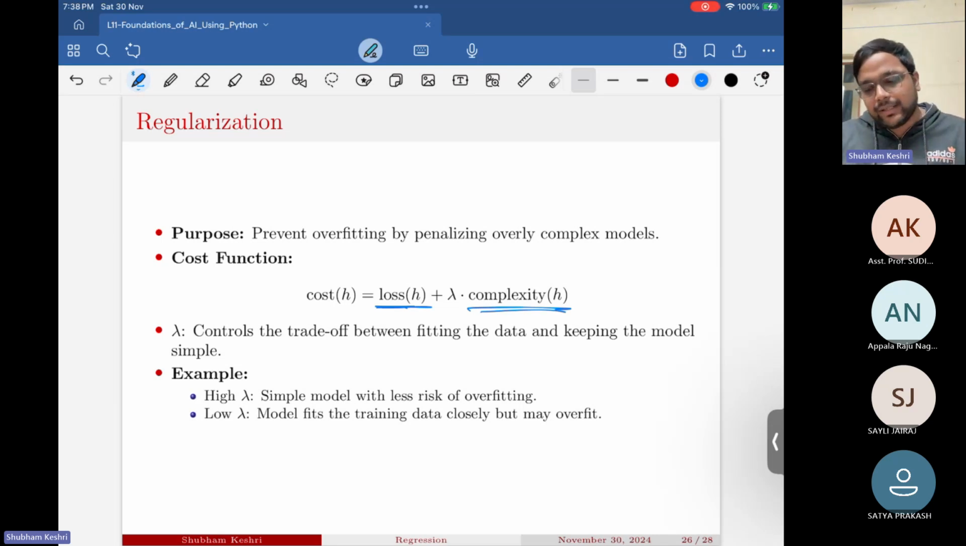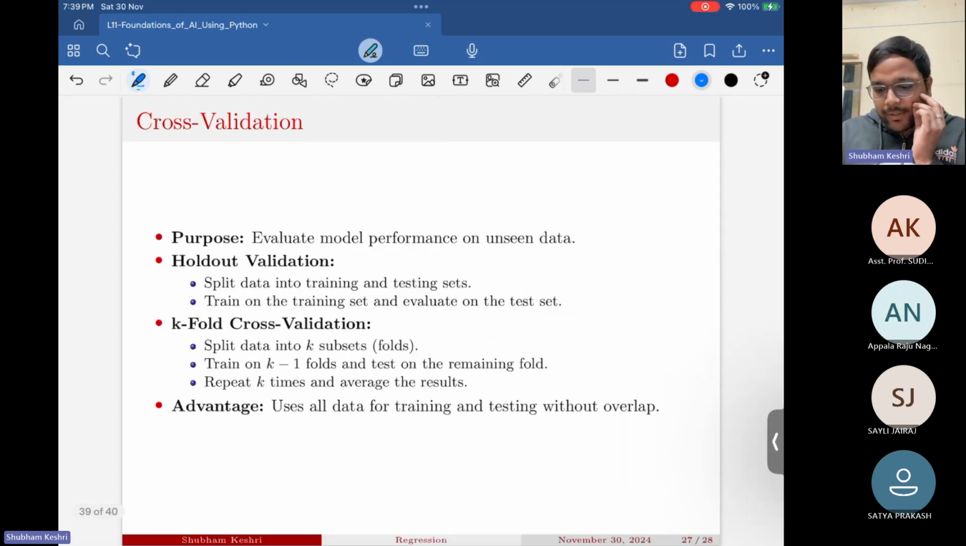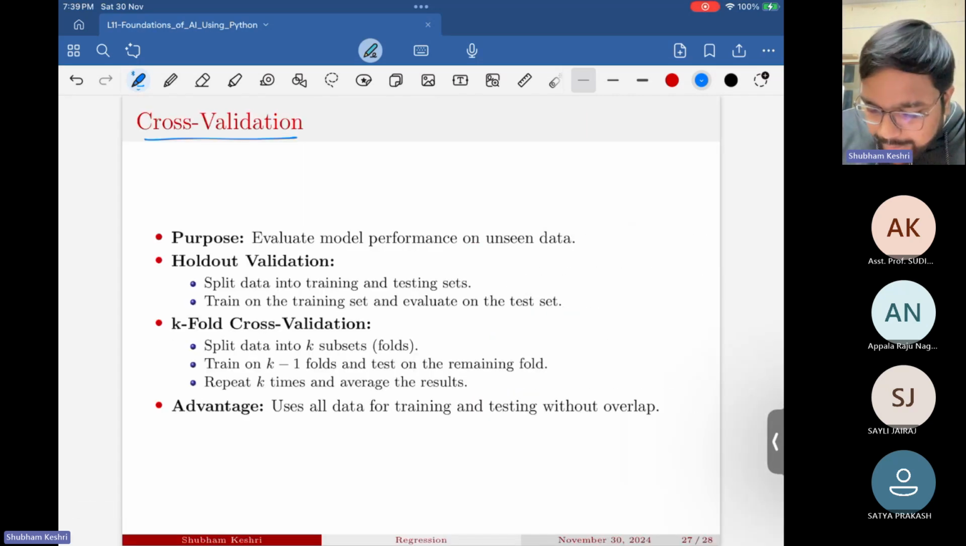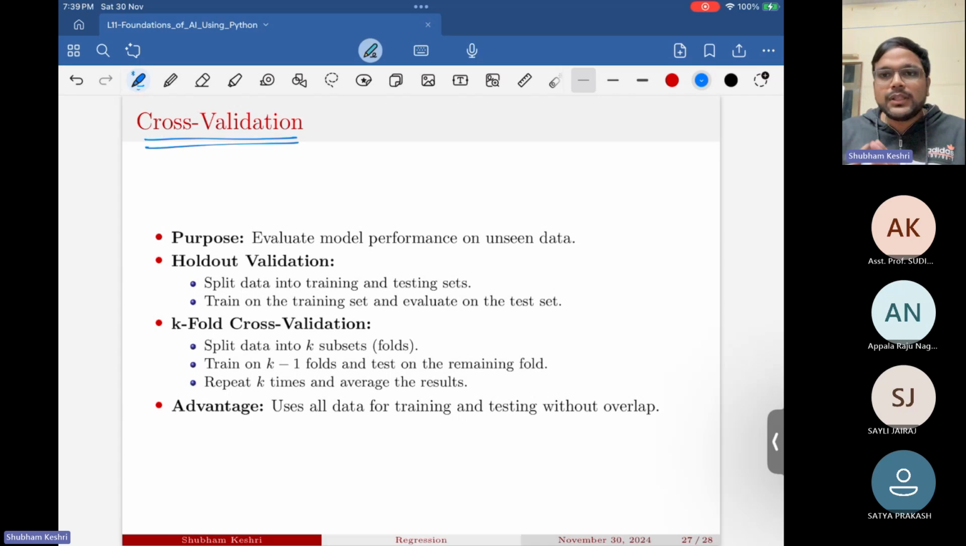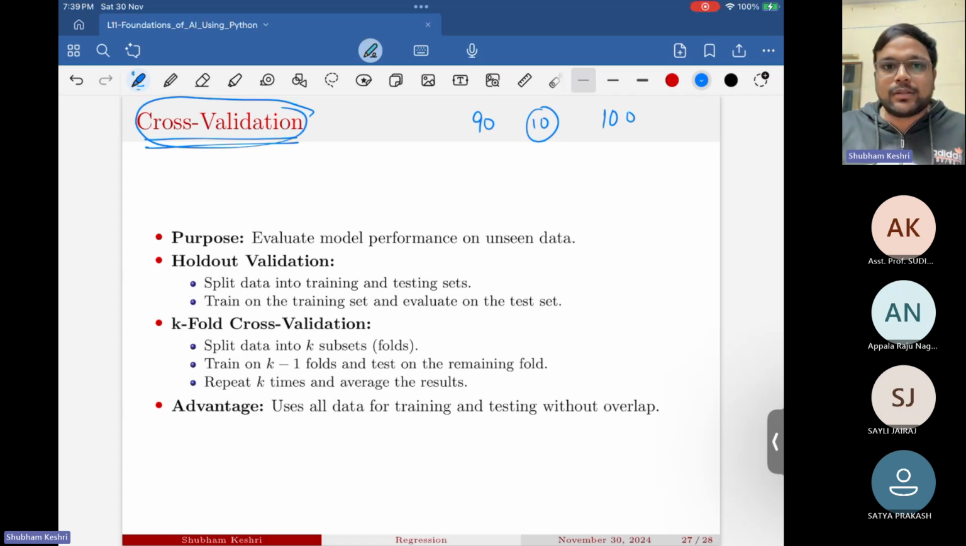I'm not going into detail. These are very big topics. So I've talked about regularization. Another is cross validation. When you have data and you want more for training, you need more. Suppose I have 100 data sets, I will use 90 for training and 10 for testing. This 10 may be very less. In that case, you can do cross validation.